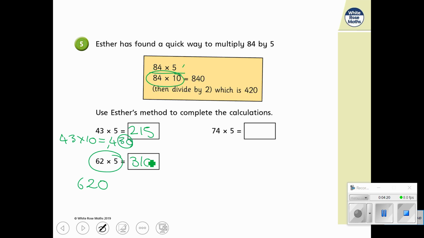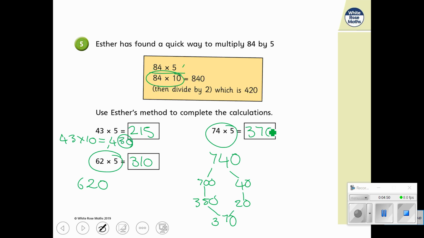Last one, 74 times 5. So 74 times 10 is 740. Divide that by 2. Well, this is a little bit harder, isn't it? Because you've got 700 and you have 40 if I partition it. Half of 700 is 350. Half of 40 is 20. Put those back together. We have got 370 as our answer. So you need to know how to halve numbers to answer that question using that method.